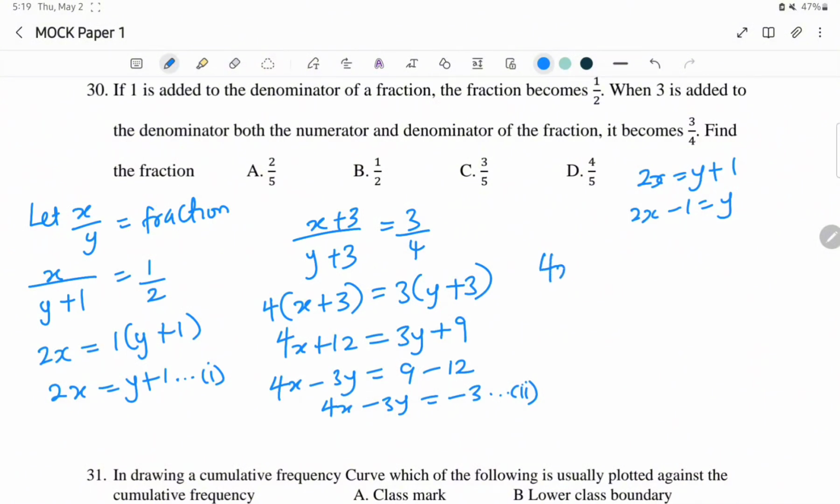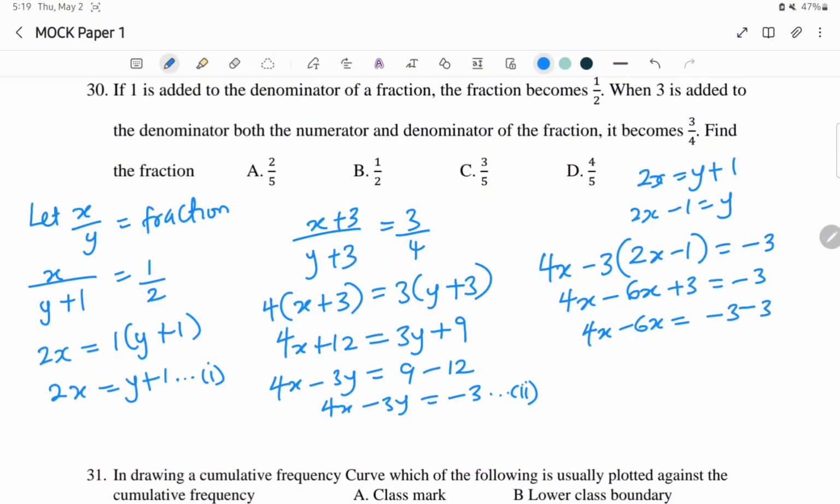That is 4x minus 3 multiplied by 2x minus 1 equals negative 3. That would mean that 4x minus 6x plus 3 equals minus 3. And that would mean that 4x minus 6x equals minus 3, because plus 3 coming to the other side will become minus 3. So that means minus 2x equals minus 6. That means x equals minus 6 divided by minus 2, which is 3.